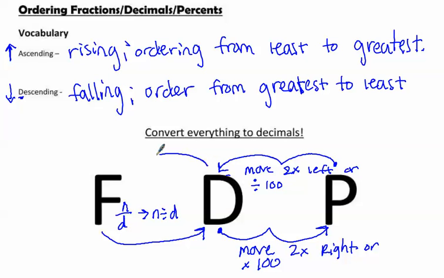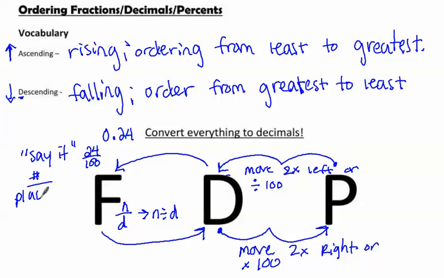To go from decimal to fraction, you want to say it. For example, if you have 0.24, instead of saying 0.24, you would say 24 hundredths. And that helps you write it. Or you can always put the number, which in this case would be 24, over the place value, and then you simplify if needed.